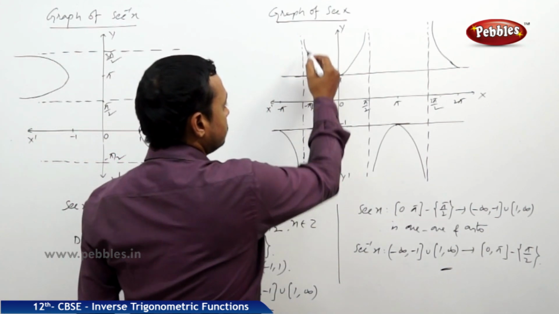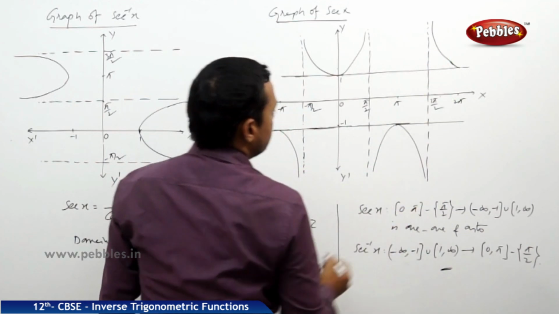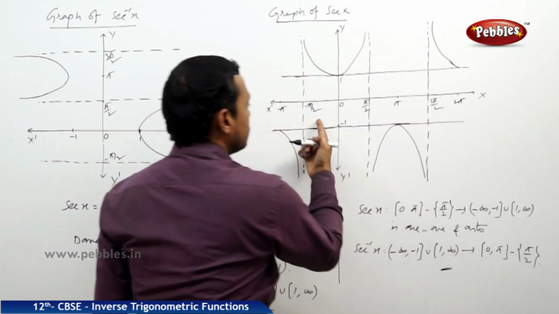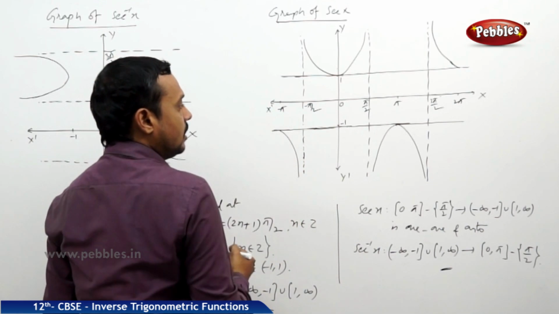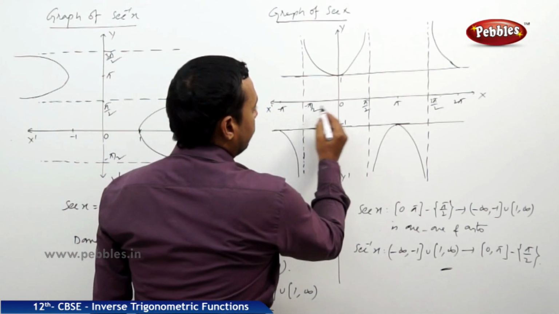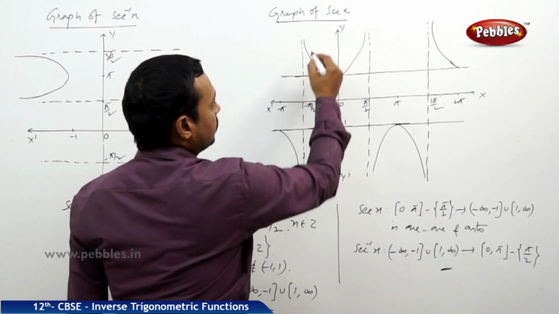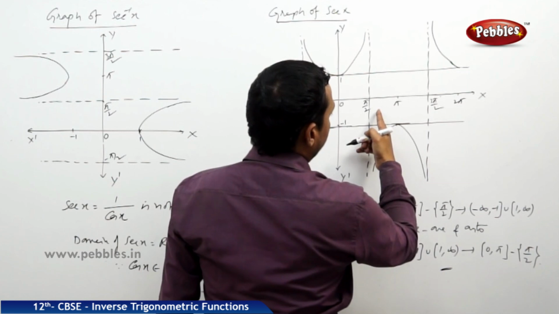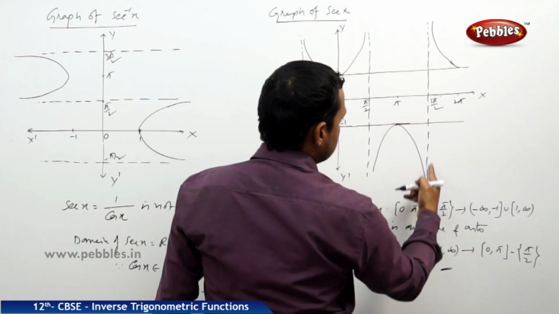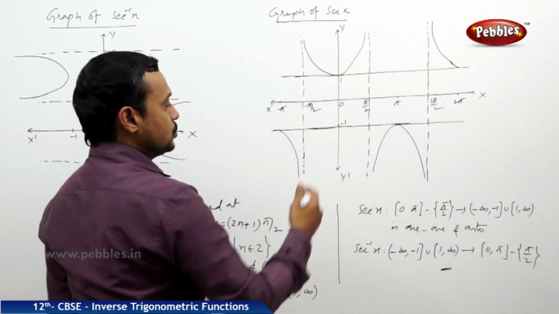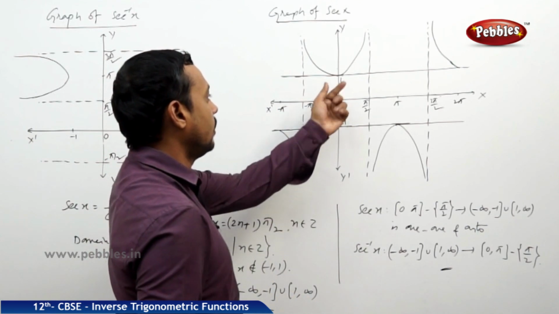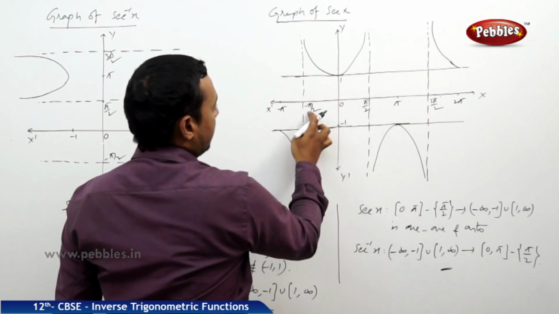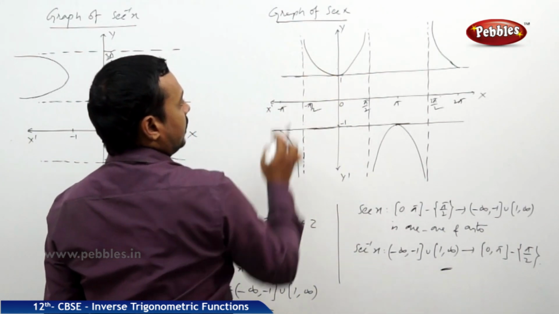So consider the vertical lines at those odd multiples of pi by 2: pi by 2, 3 pi by 2, 5 pi by 2, and similarly minus pi by 2, minus 3 pi by 2, etc. Here, between minus pi by 2 and plus pi by 2, the secant x graph is like this, and between pi by 2 and 3 pi by 2, it is like this. As we take the values, secant 0 is 1, secant pi by 2 tends to infinity, and secant of minus pi by 2 also tends to infinity.